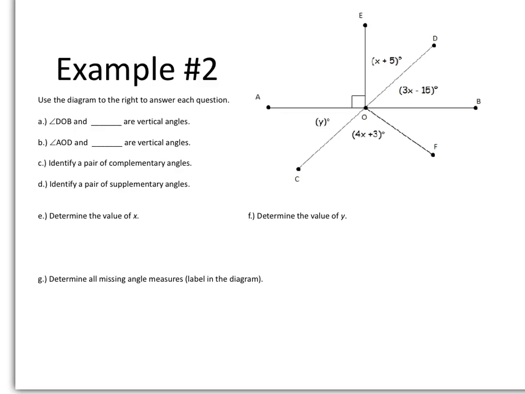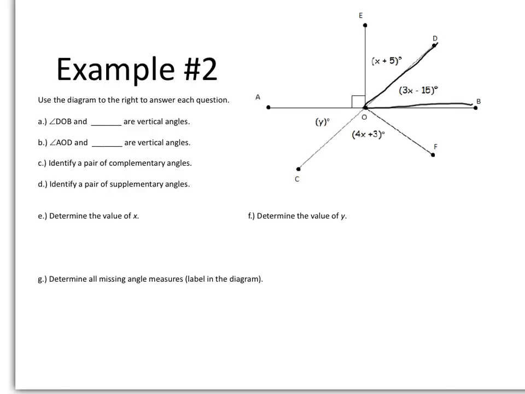In our second example, you can see that we have this diagram that we'll be using to answer all of these questions. The first question is, angle DOB and what other angle are vertical angles? Remember, vertical angles are angles that are created by 2 intersecting lines and are directly across from each other.